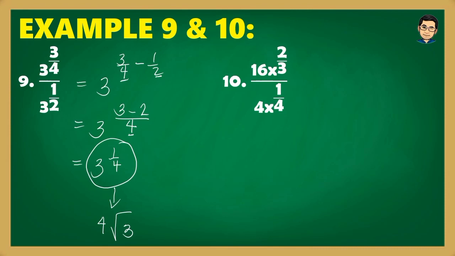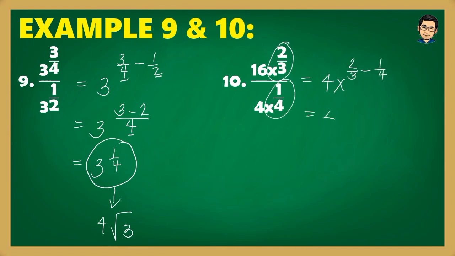Next, 16x raised to 2/3 all over 4x raised to 1/4. So, dito pwede natin i-divide yung 16 tsaka 4. So, pag dinivide natin yon, 16 divided by 4, that is 4. And then, yung kanyang variable na x raised to 2/3, tsaka ito, isubtract natin. So, magiging x raised to 2/3 minus 1/4.